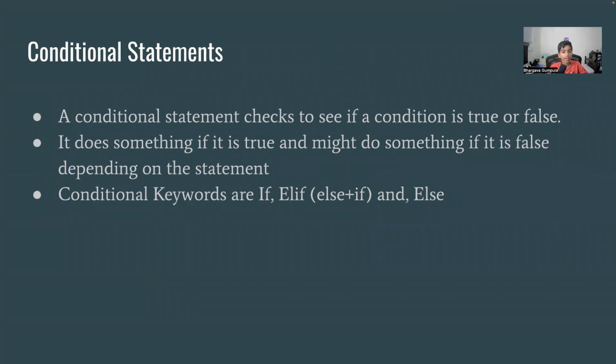So these are the conditional keywords. Keywords are words that you cannot use for naming something. For example, you can't name our turtle if, or you can't name our turtle else. So that's a keyword. The keywords are if, elif, which is else and if together, and else. So if, elif, else are 3 keywords.